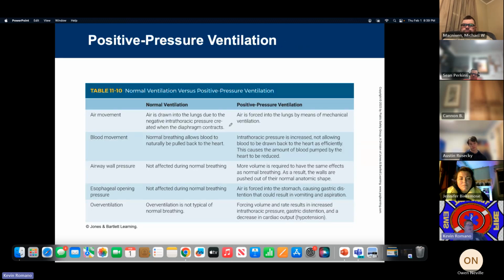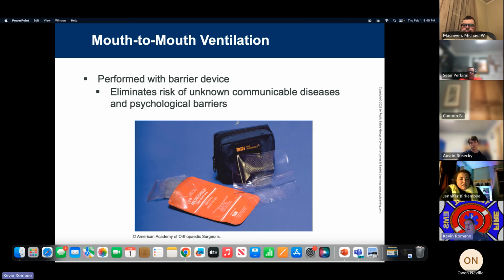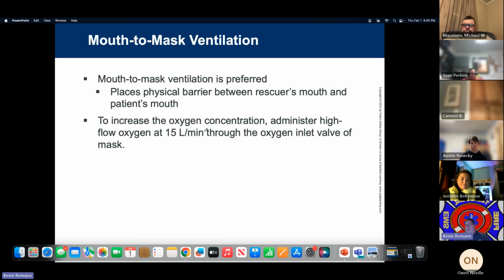Here's the difference. The table here you guys can look at for the difference between normal ventilation versus positive pressure. This is mouth-to-mouth ventilation. This is a one-way valve, which protects you from getting vomit or any other kind of communicable disease into your mouth. You guys should be familiar with those.